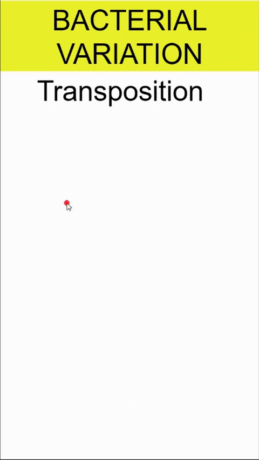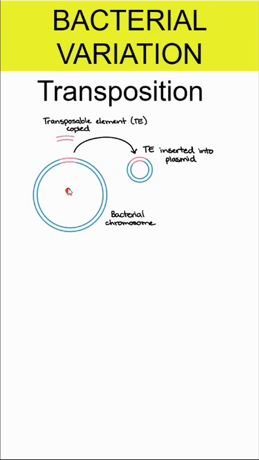Another form of variation comes about through transposition. So we have our bacterial chromosome, and it has various genes. Now you can have these transposable elements, and these are like jumping genes. So they can be copied and leave the original chromosome, and then they can be put into plasmids, and then they can be transferred through a lot of the different processes we had just talked about with conjugation and transformation. So that plasmid with this bacteria from the original chromosome can get transferred into the environment or to other bacteria.